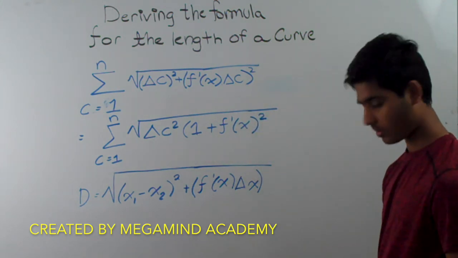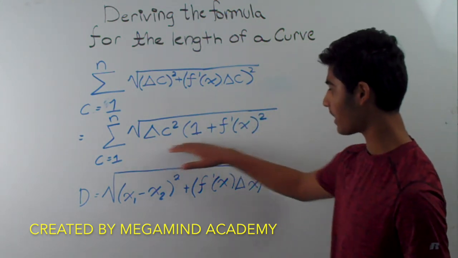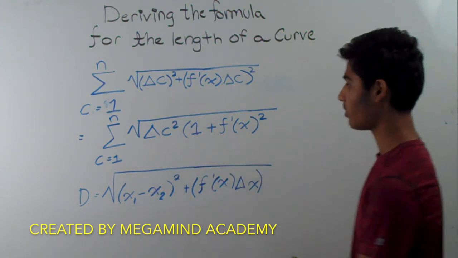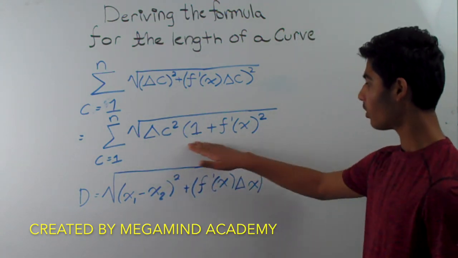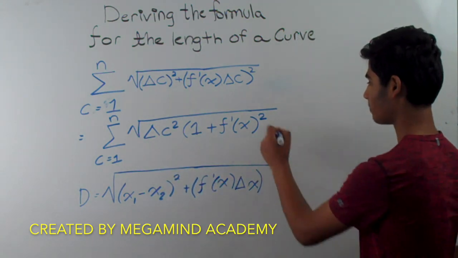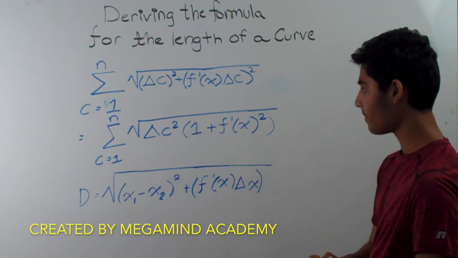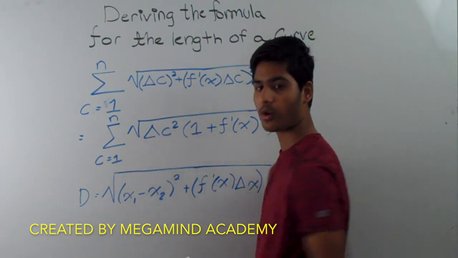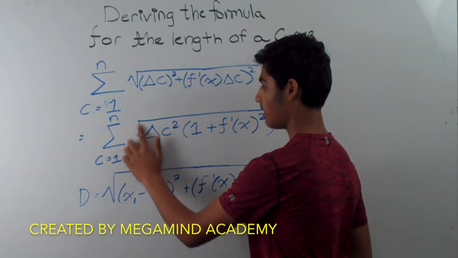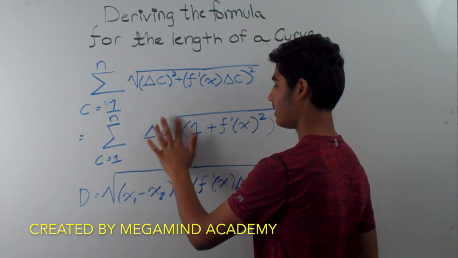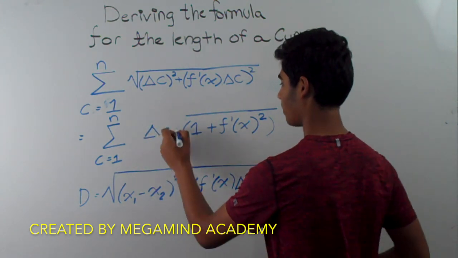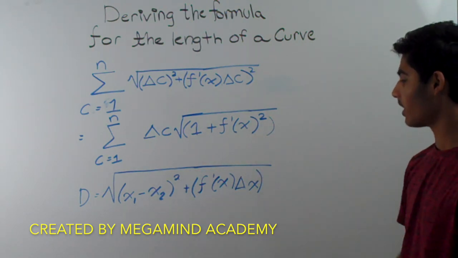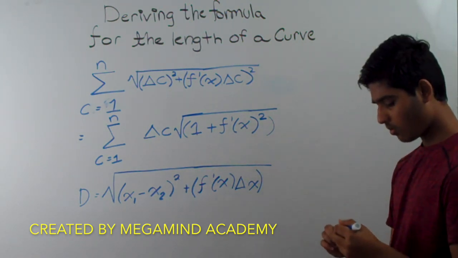So what would this be equal to? Well, as you can see, we're multiplying these two, so we can break apart this radical into two different radicals, one which is delta c squared and one which is 1 plus f prime of x squared. And if we break it apart like that, then this will be just delta c, because the square root of delta c squared is delta c. So we have delta c times the square root of 1 plus f prime of x squared.